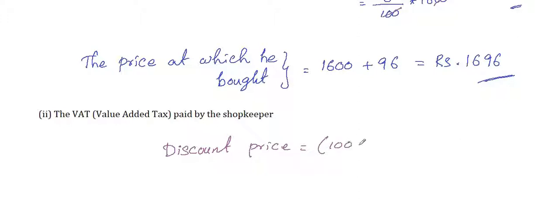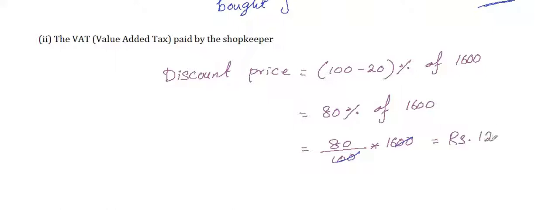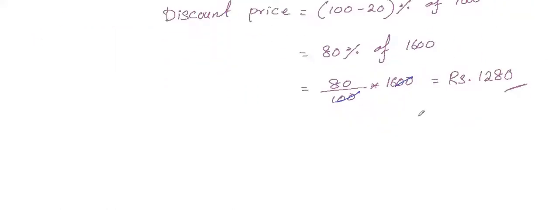Now find the VAT paid by the shopkeeper. So discount price is given 20%. So discount price becomes 100 minus 20% of 1600, which is 80% of 1600. So 80 divided by 100 into 1600. If you simplify this, you will get 1280 rupees. So this is the discount price.